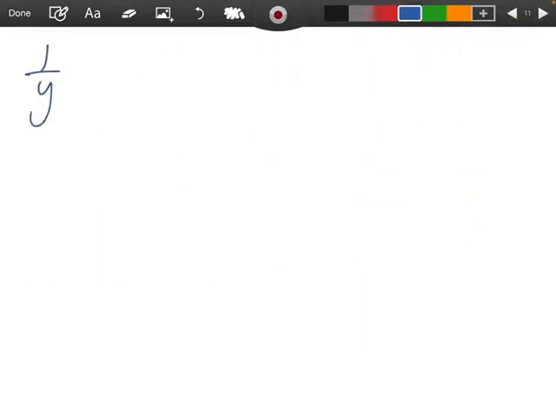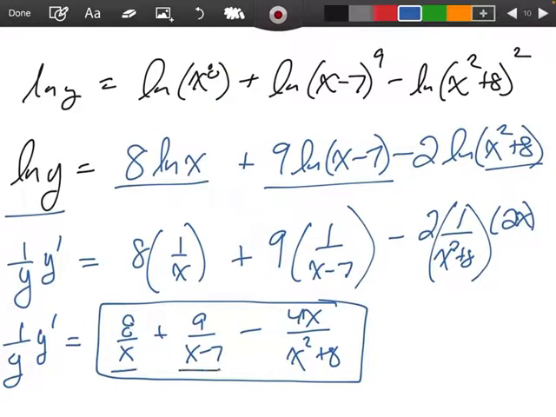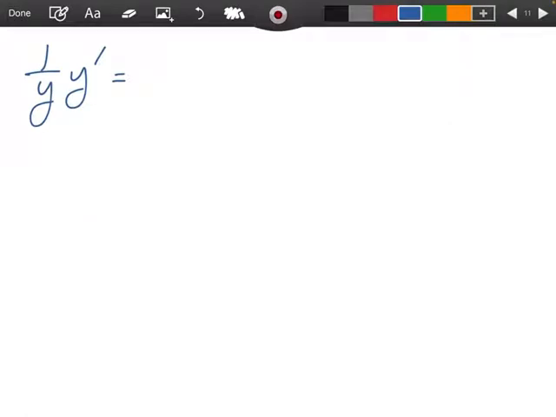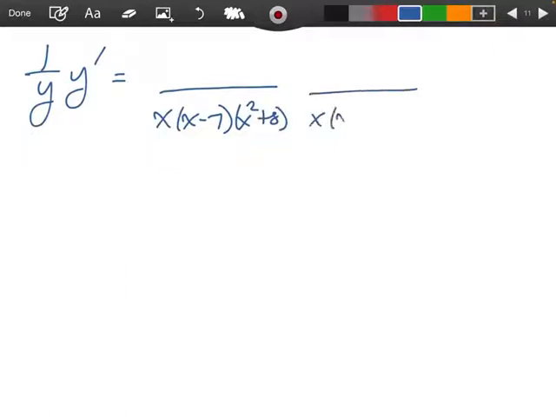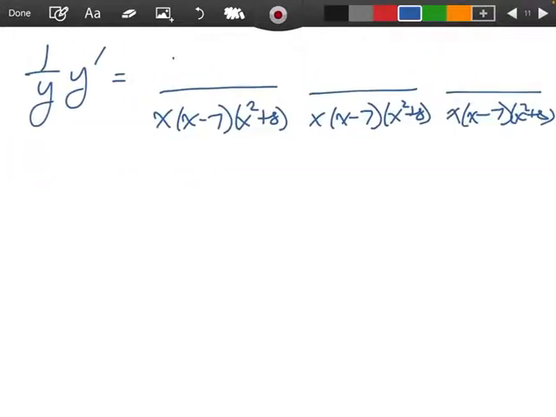I've got 1 over y and y prime equals, let's see, my common denominator between x, x minus 7, and x squared plus 8 is going to actually be all of them. So x, x minus 7, and x squared plus 8 on each. What did we already have? We already had an 8, a 9, and a 4x. So I already had an 8 here, and a plus 9, and a minus 4x here.